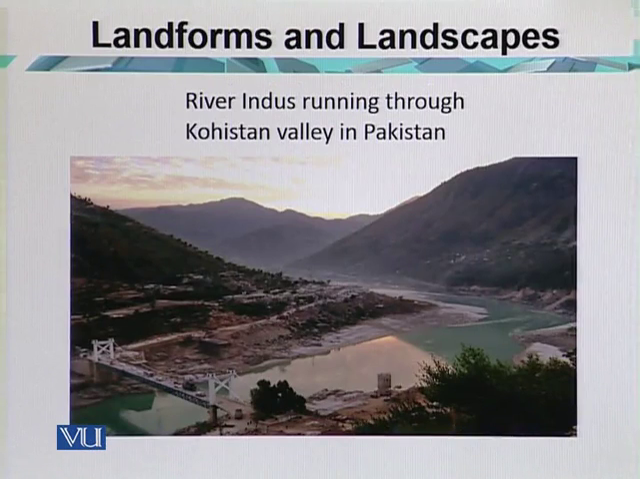Now this is an example of the Indus River running through the Kohistan Valley in Pakistan. So here you can see the U-shaped valley of the river. We can even see the settlements at the side or bank of the river. Why? Because here we have a gradual slope in the upper stage of the valley. So that's why water has less speed and less erosion.